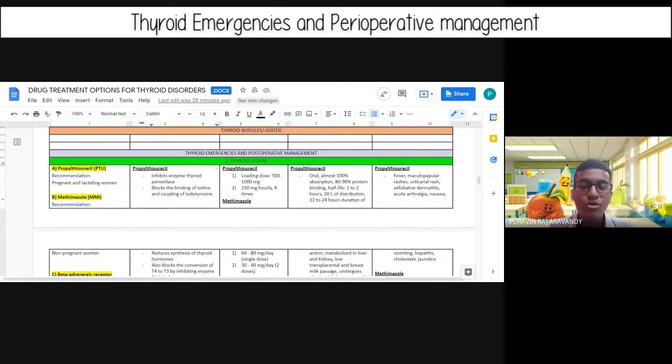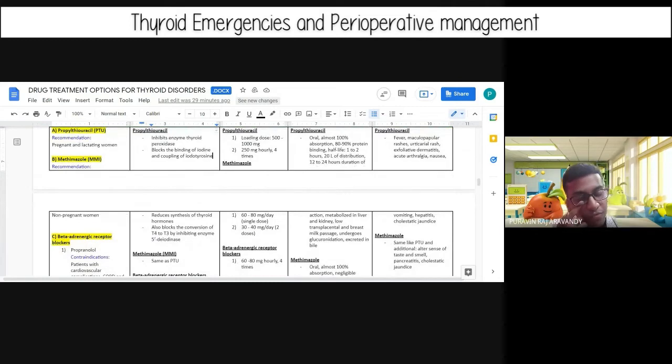Now let's go to the pharmacokinetics of propylthiouracil. It is administered orally and has almost 100% absorption. The bioavailability is nearly complete, and the protein binding is 80 to 90% with a half-life of 1 to 2 hours. The volume of distribution is 20 liters, and the duration of action is 12 to 24 hours, which is almost like half a day to 1 day.